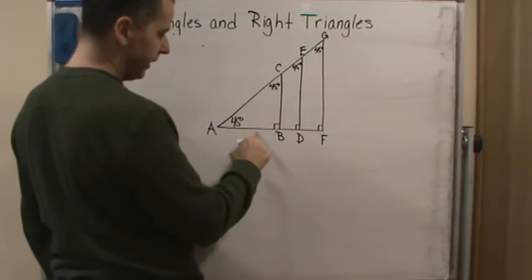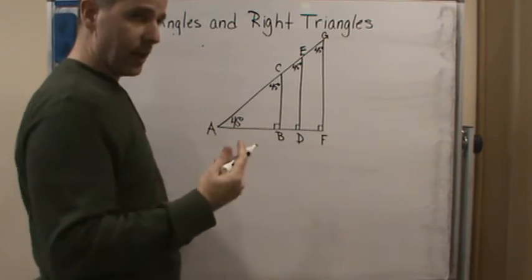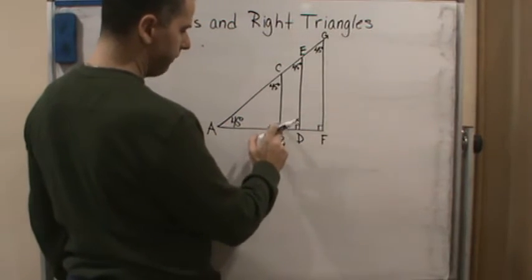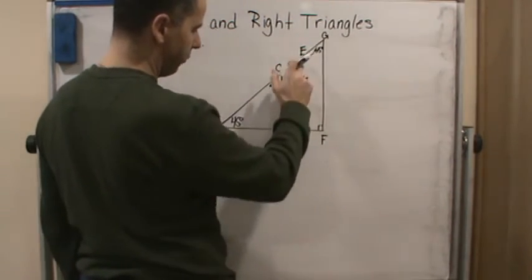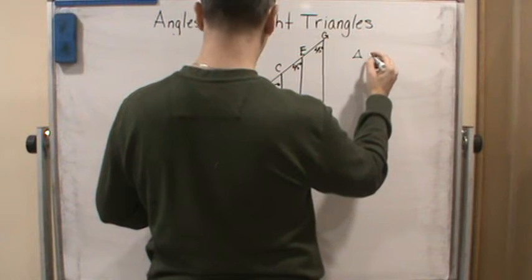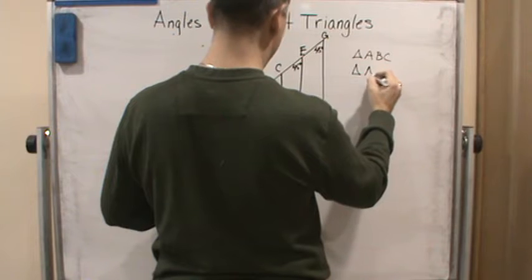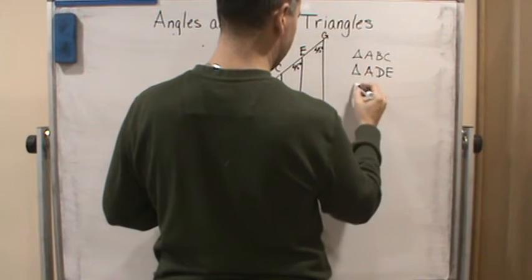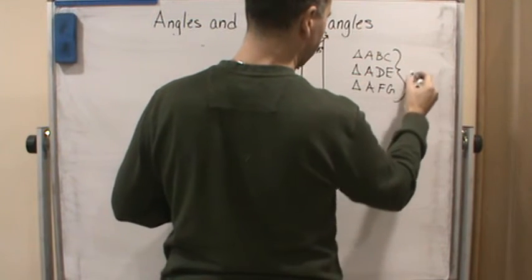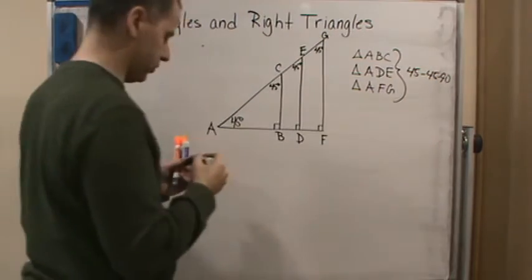So what I can automatically know is that these are concentric, well, you've heard of concentric circles. These aren't really concentric, but you've got a 45, 45, 90 triangle within a 45, 45, 90 triangle within a 45, 45, 90 triangle. So in other words, triangle ABC, triangle ADE, and triangle AFG are all 45, 45, 90 triangles. So now what do we know?